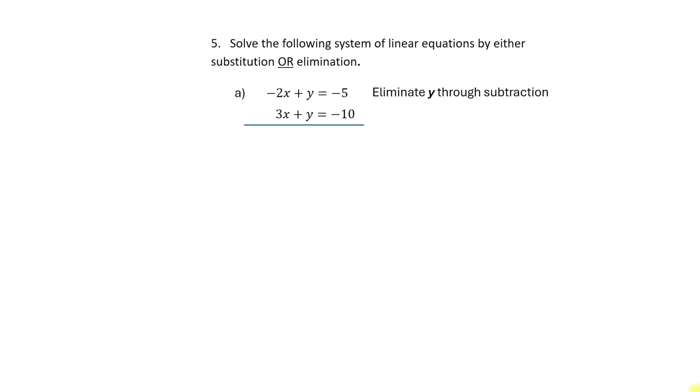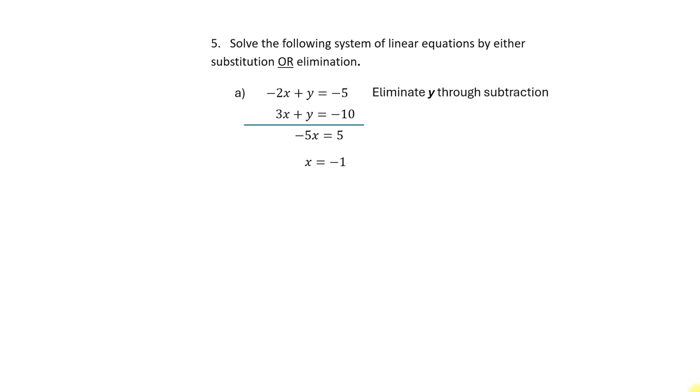So we got negative 2x minus 3x gives us negative 5x. y minus y is 0, so we eliminate the y. Negative 5 subtract negative 10 gives us positive 5. And further solving for x, we get a value of negative 1.